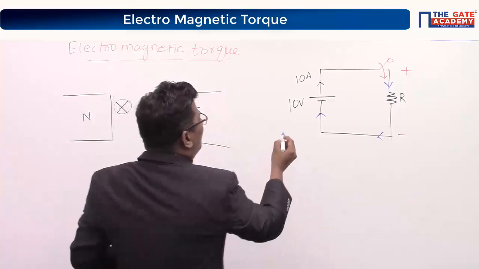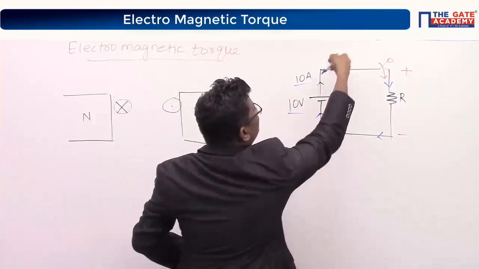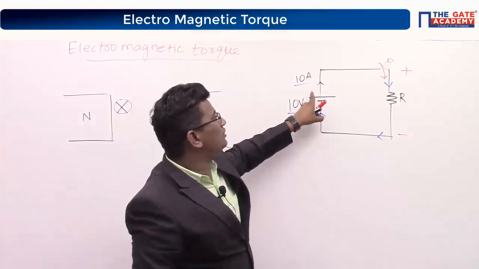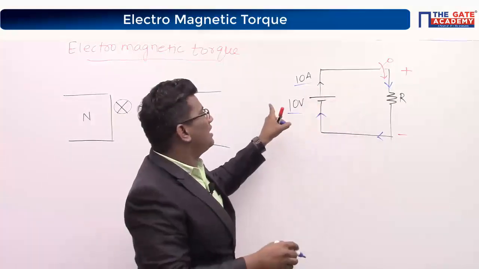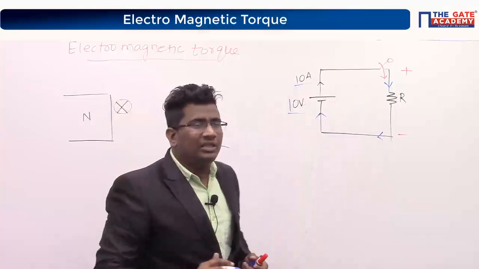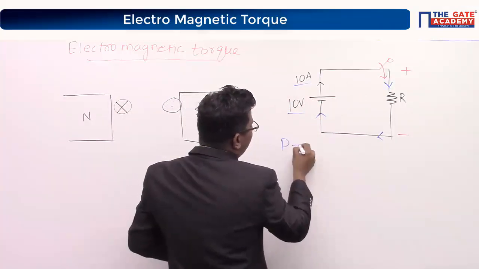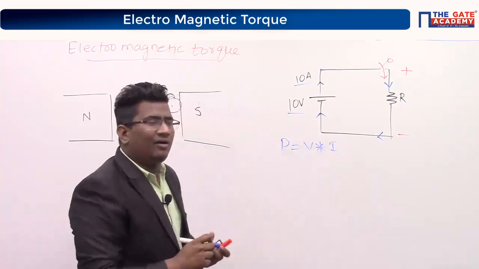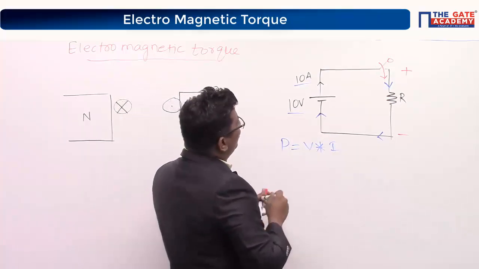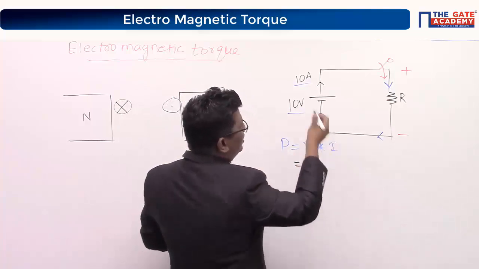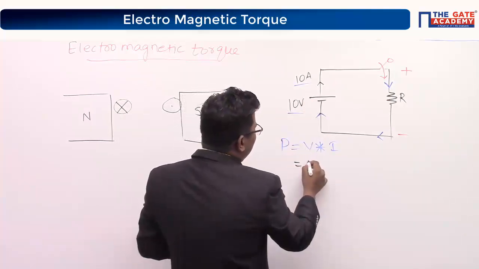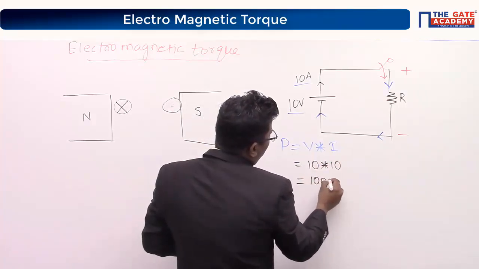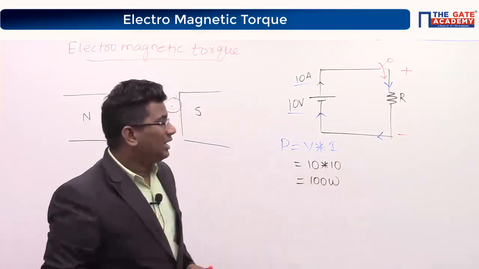The current which is leaving from the positive is called generating current or positive current, right? Tell me, voltage and current are in the same direction: positive polarity, and current is also leaving from positive. Can I say both are in the same direction? Therefore, what is the power? Tell me. Voltage into current, correct? Both are the same polarity, so 10 into 10, 100 watts. 100 watts, correct?